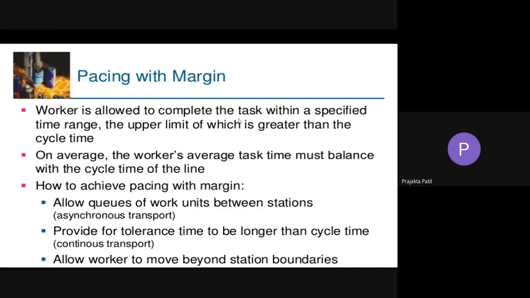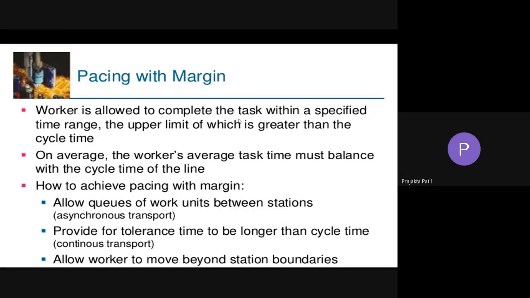Asynchronous transport is all moving independent of each other. We do not move all the parts on the station at a time. We are just going to move them independently. Once you finish the task, only then the other work unit comes in for the other operation to be performed on it. So here the asynchronous transport system is used in order to achieve this pacing with margin.